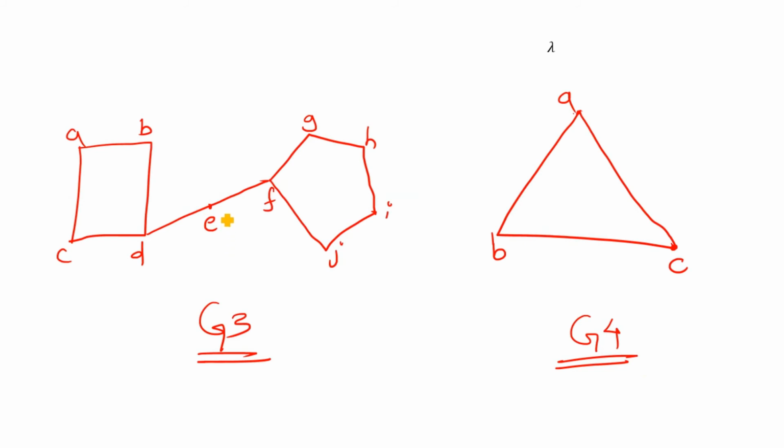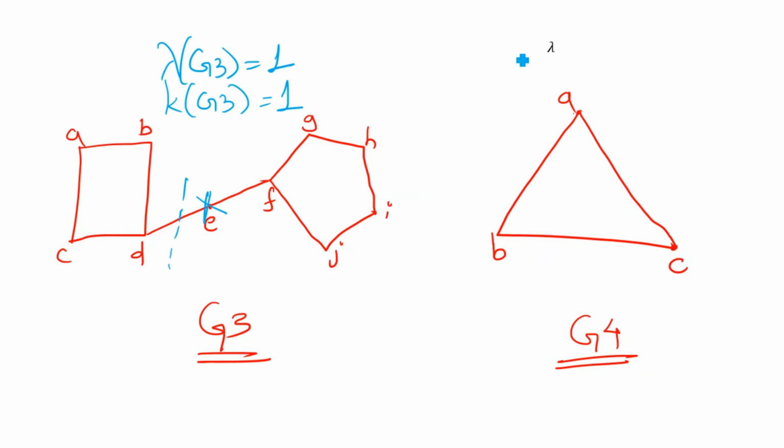For this graph, we will calculate the edge connectivity and the vertex connectivity. Here we can see that if you remove just one edge, your graph gets disconnected into two or more portions. So lambda of G3 is 1. And if you remove only this vertex, your graph gets disconnected into two or more portions. So k of G3 is also 1. So edge connectivity and vertex connectivity are both 1.